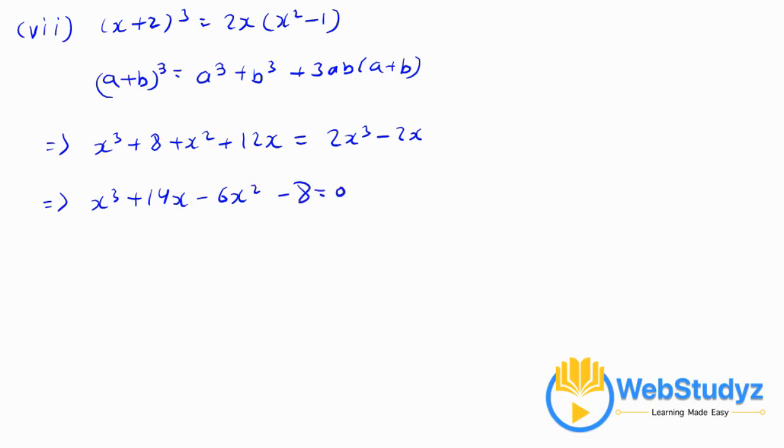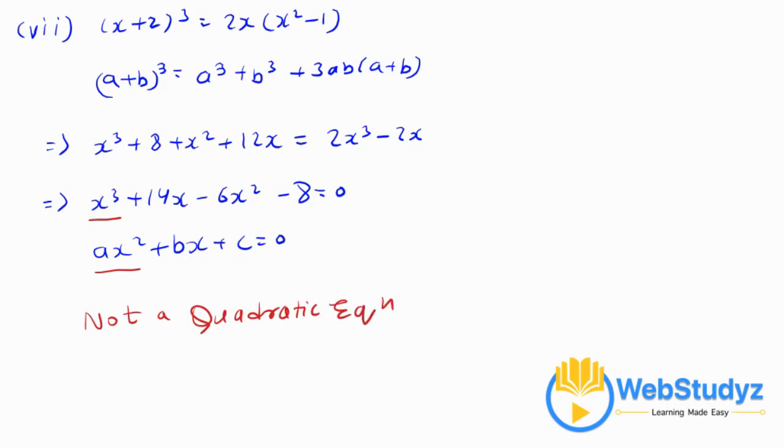If we compare this with the form ax² + bx + c = 0, as we can see here the highest power is 2, but here in the simplified version we have the highest power of x as 3. That means this is also not a quadratic equation.